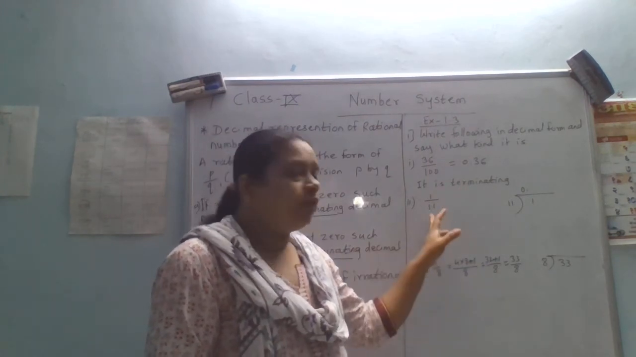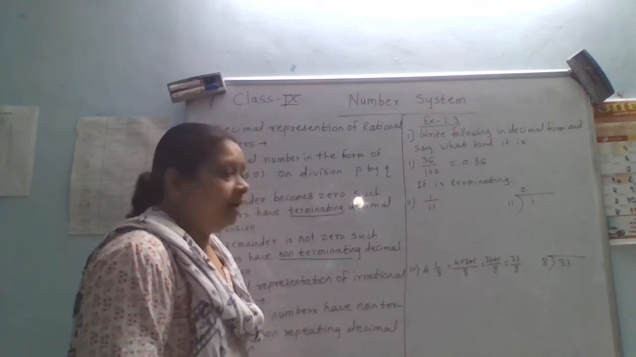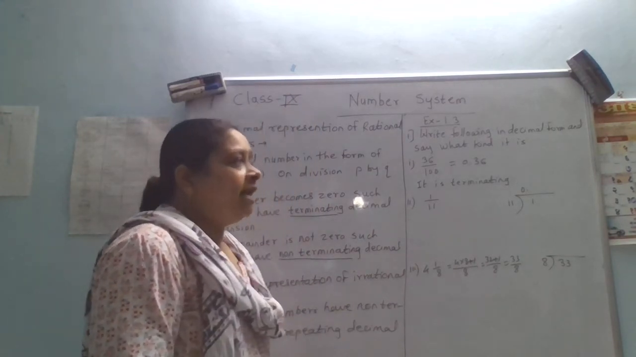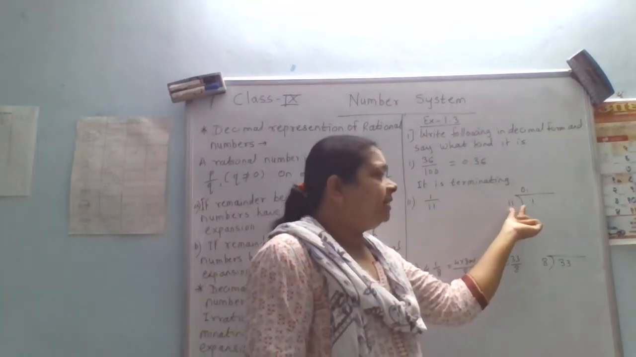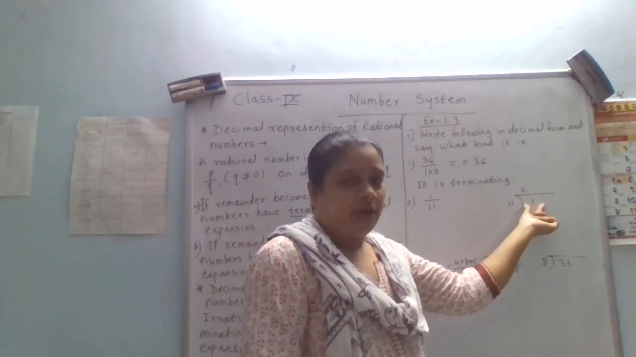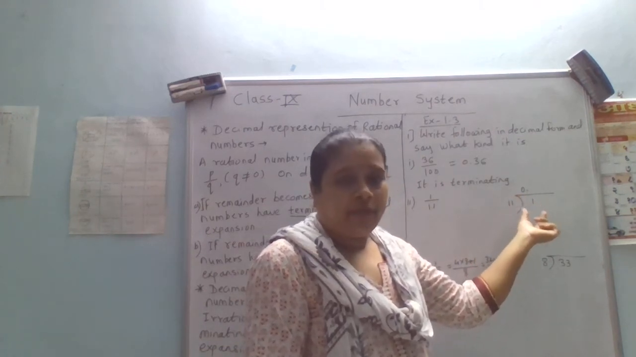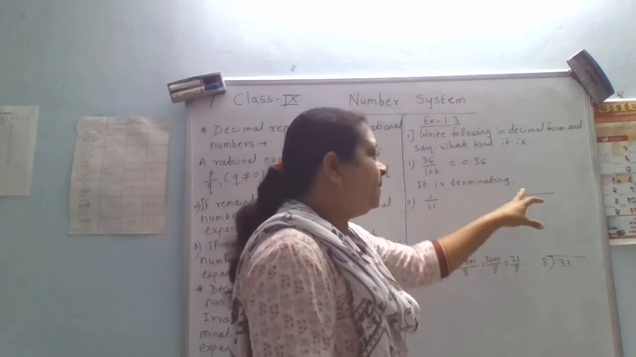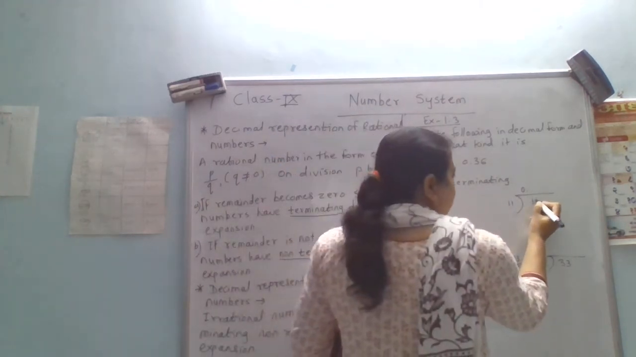Okay, then let's go to the second example. It is 1 upon 11. We have to divide 1 by 11. Then the divisor is greater than the dividend. Okay, 1 is smaller than 11. Then we know that for the division we have to take the decimal point. After taking the decimal point, we have a chance to take 0 after 1.